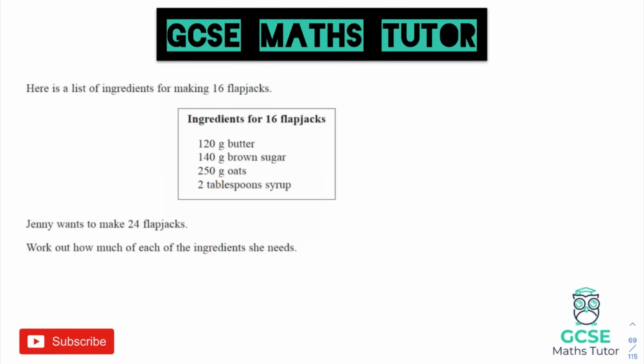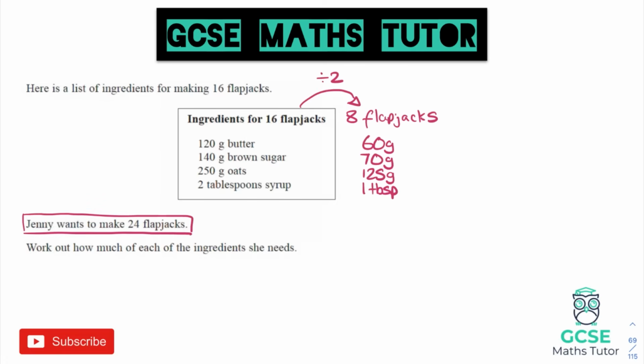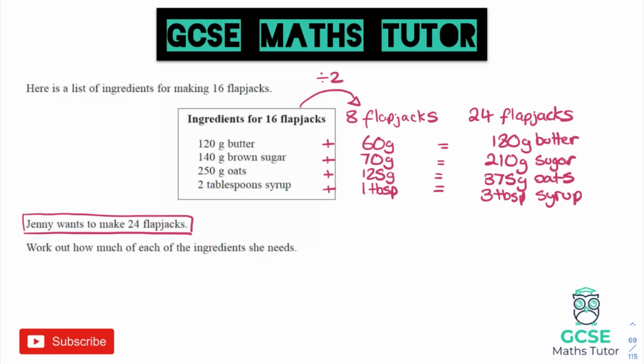When looking at recipes, make sure you read it carefully. Here it's a recipe for 16 and we want to get to 24. So if we divide it all by 2, that will give us a recipe for 8. You could then multiply that by 3 to get a recipe for 24.